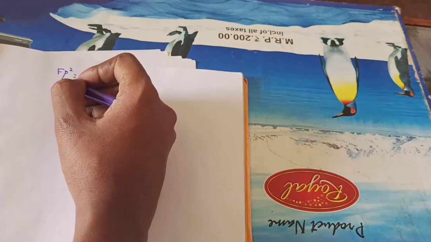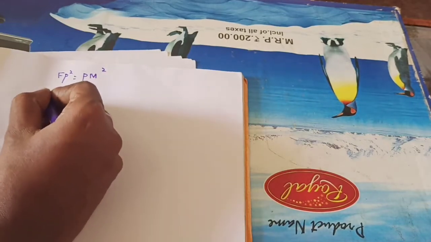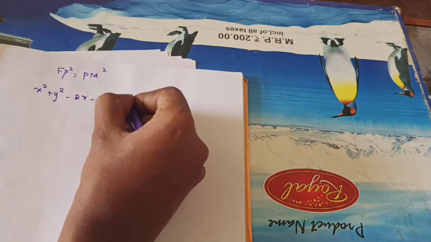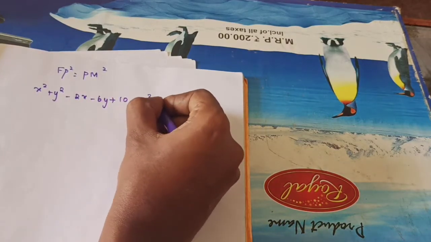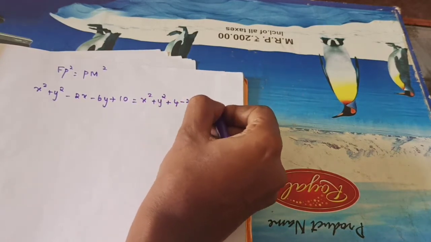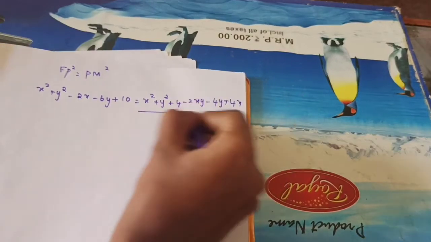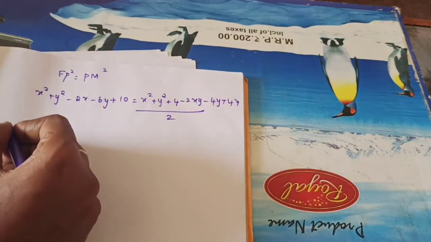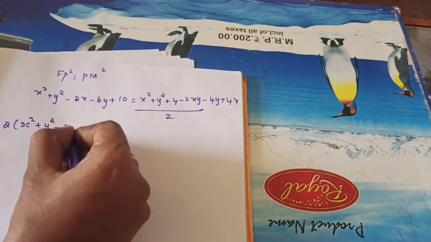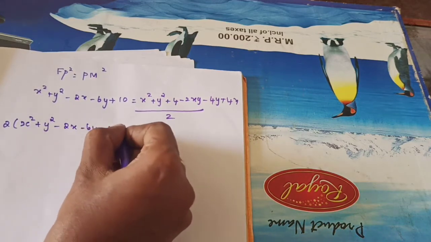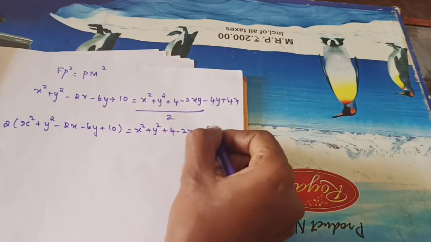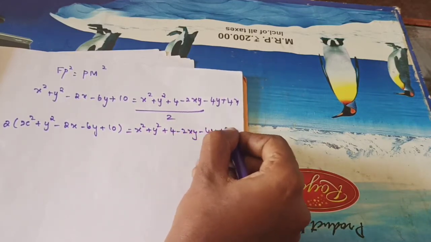So what's the FP square value? x square plus y square minus 2x minus 6y plus 10 is equal to the PM square value: x square plus y square plus 4 minus 2xy minus 4y plus 4x, divided by 2. Cross multiply, multiply each and every term with 2. So 2 into (x square plus y square minus 2x minus 6y plus 10) is equal to x square plus y square plus 4 minus 2xy minus 4y plus 4x.